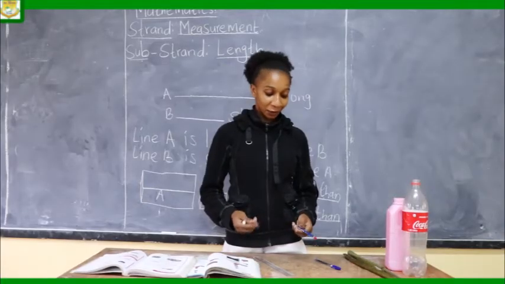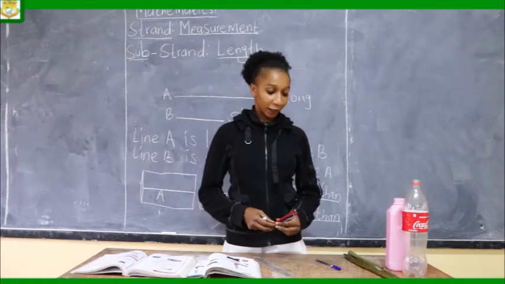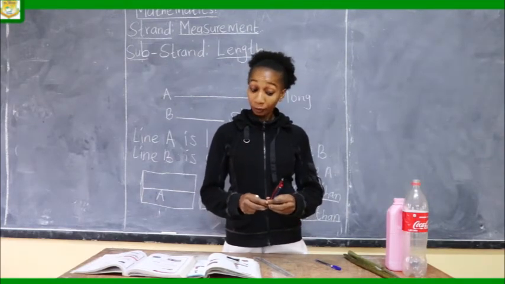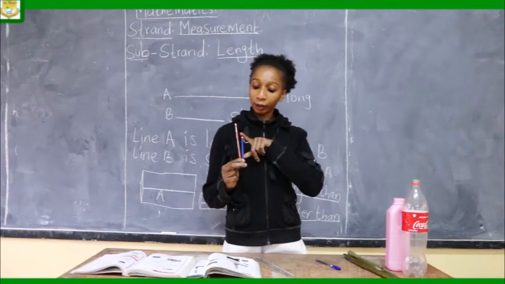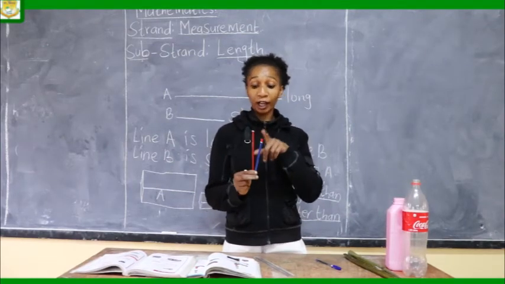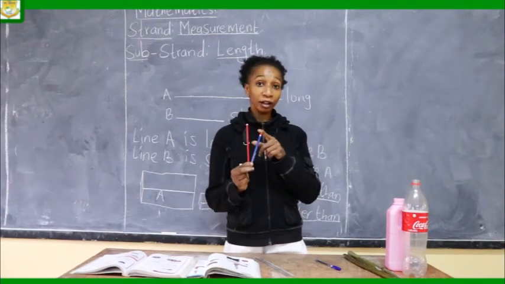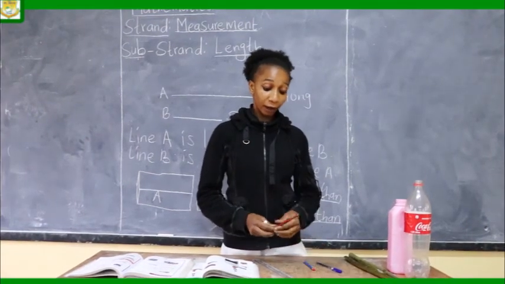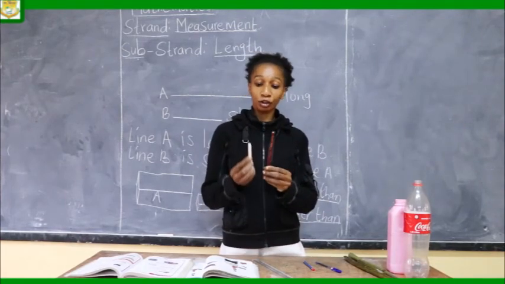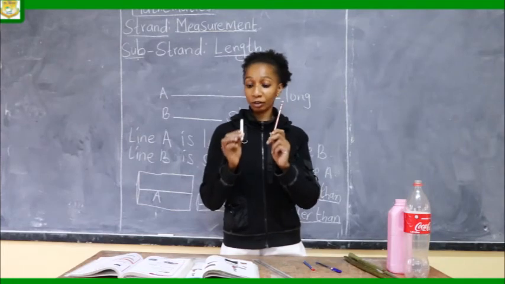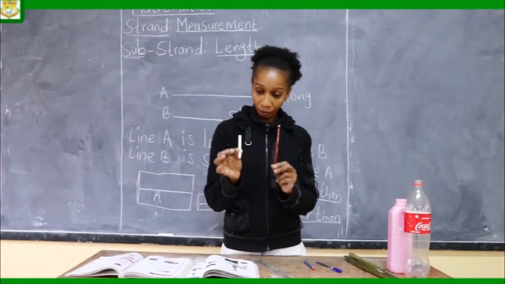Now let us try to compare more things for us to understand. Here I have two pencils. As we compare, the blue pencil is shorter than the red pencil. This one is longer than this one. We compare the pencil and the chalk together. My chalk is shorter than my pencil. My pencil is longer than my chalk.